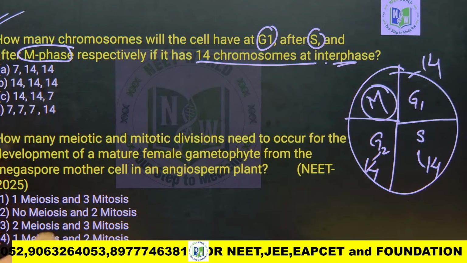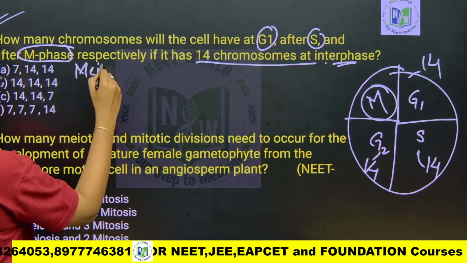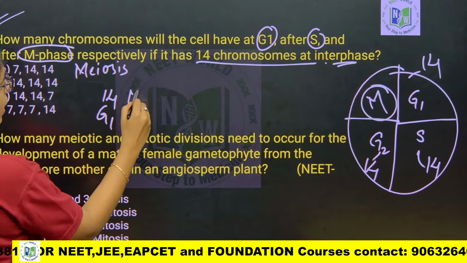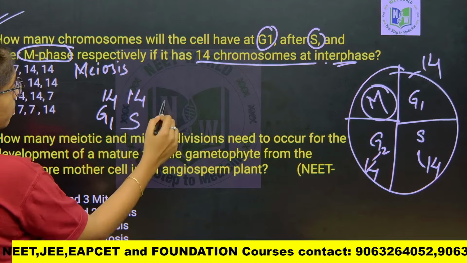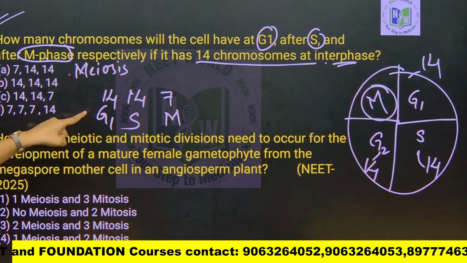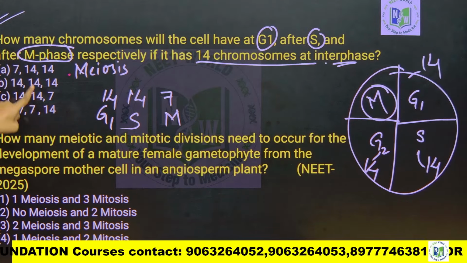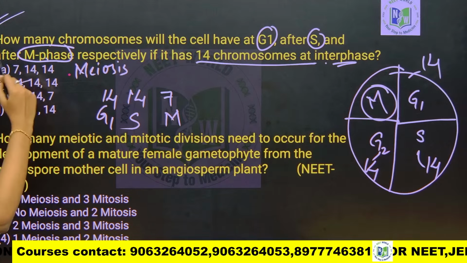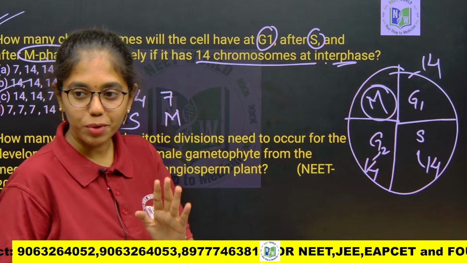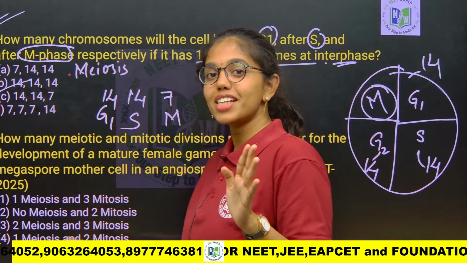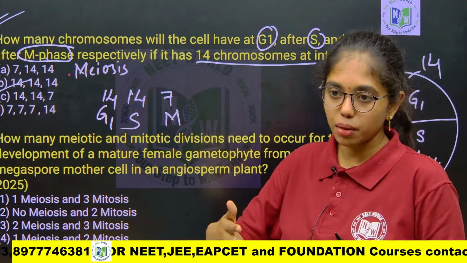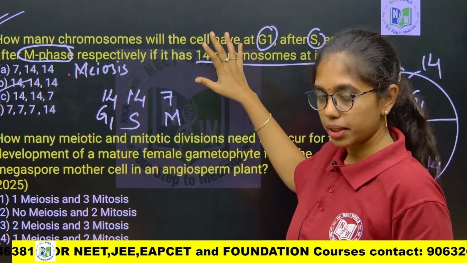If he is asking after meiosis, then your answer will be 14 in G1, 14 in S phase, and in M phase it will be 7. If he is asking about meiosis, he just said M phase. In M phase, the option that fits is 14, 14 and 7. Clear, right? So that is why, though you know the concept, though you have complete knowledge about it, sometimes you will get it wrong because you are in a hurry to answer the question. Look into the question properly, beta, there is no hurry.